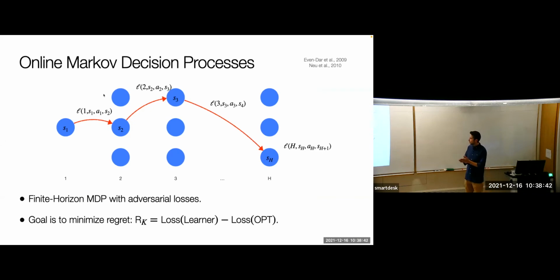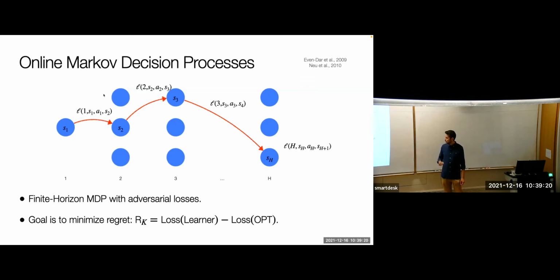And generally, I'm going to discuss this model of online Markov decision processes, where I have a finite horizon Markov decision process. So at every time step, I see the current state of the system. I take an action, and then the next state is chosen at random. And I'm going to do it for exactly h time steps. Once the h time steps are finished, then I'm going to see the loss or the reward that I got during the episode.